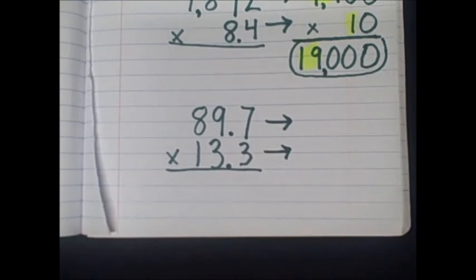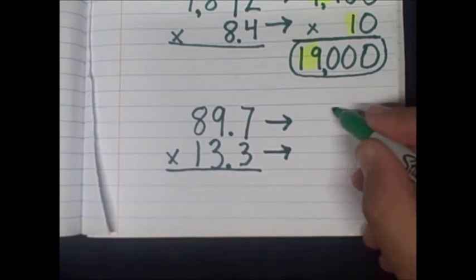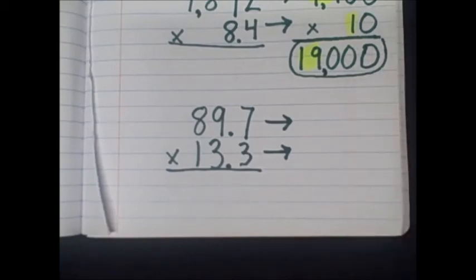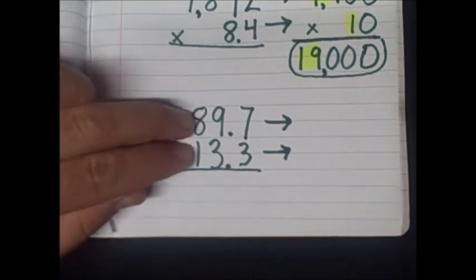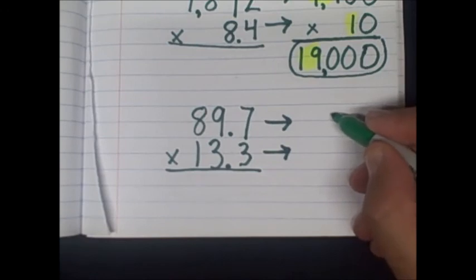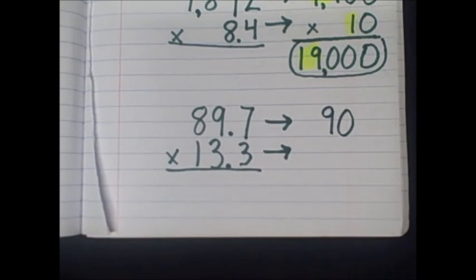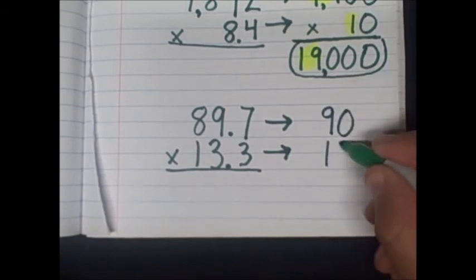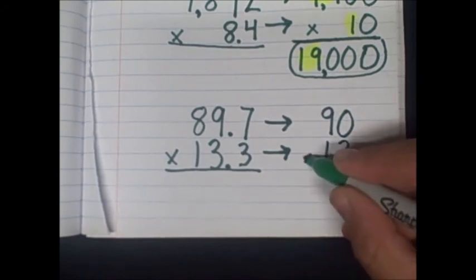Pause your video while you work, unpause to check your answer. Okay, your easiest course of action here would be to round to your largest digit, your digit that has the largest value. In both cases, that would be rounding to the nearest 10. 89.7, of course, rounds up to 90. 13.3 rounds down to 13.